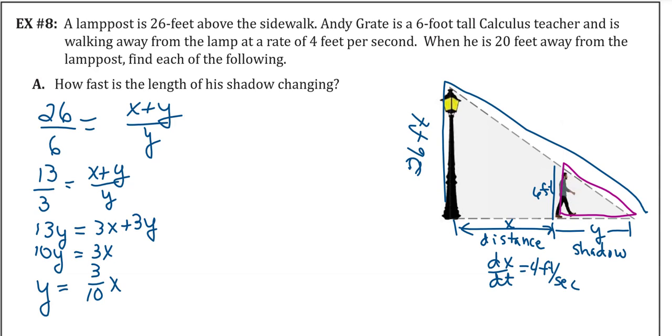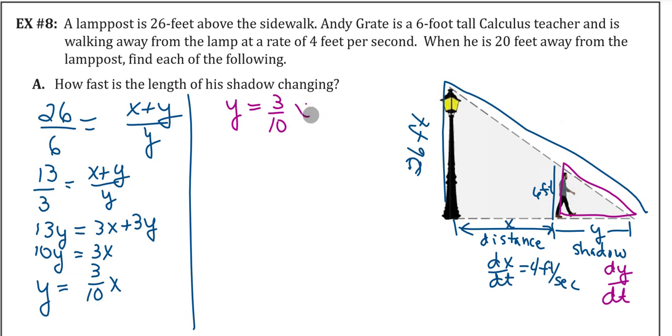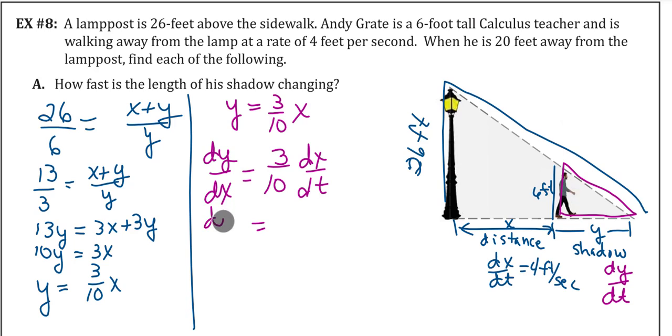So now it's going to be easier with this relationship instead of the very first one to find dy/dt, because that's what we're looking for. His shadow lengthens at a rate of dy/dt. Okay, so doing that, we're starting with y equals 3/10 x. So dy/dt is going to equal 3/10 dx/dt.